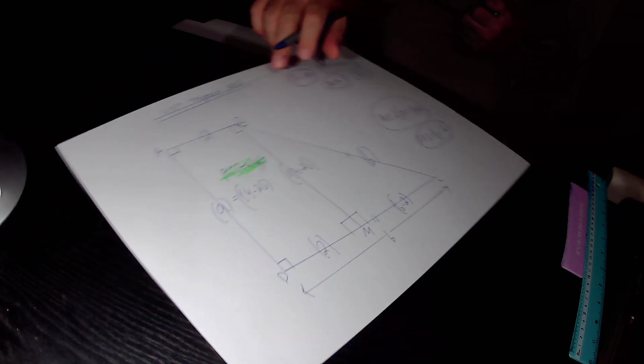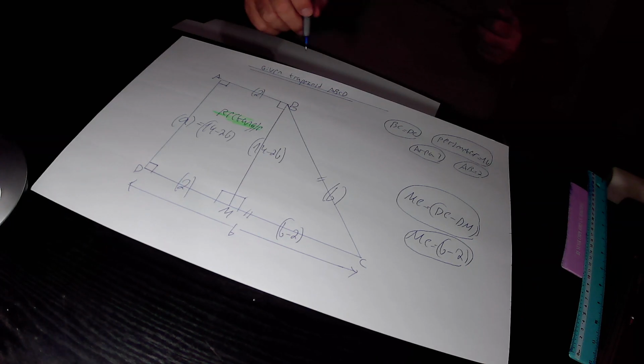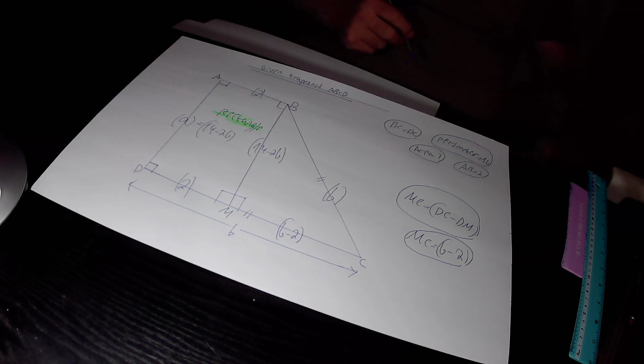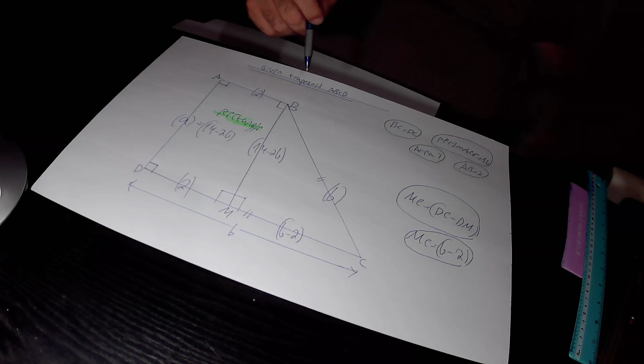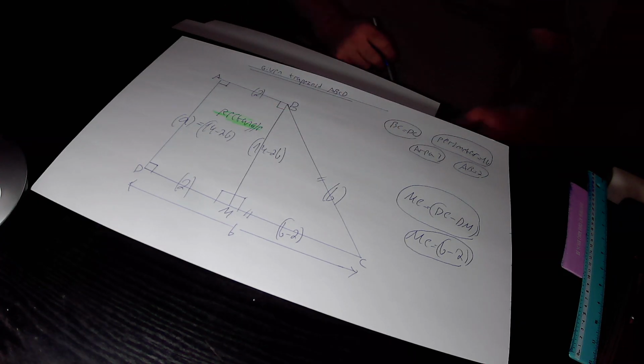In the next step, I'll copy this right triangle BMC onto a new page, and we will apply the Pythagoras theorem on this right triangle BMC. According to the Pythagoras theorem, in any right triangle, the square of the hypotenuse equals the sum of the squares of the perpendiculars.